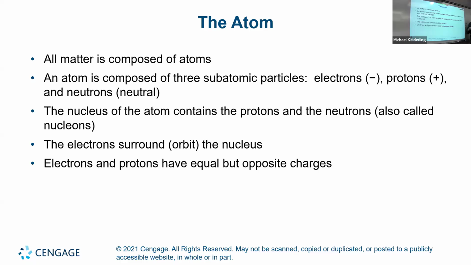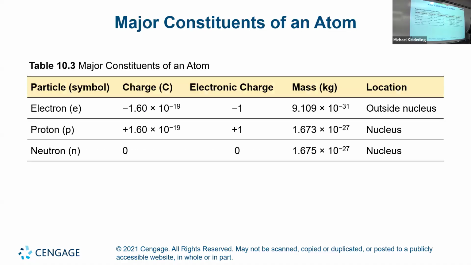And then the nucleus, which is full of positively charged things that would naturally want to tear itself apart, is held together by the strong nuclear force. So the major constituents of an atom are the electron, which has an electronic charge of -1 quantum of charge, which is minus 1.6 times 10 to the minus 19 coulombs. It has a mass of 9 times 10 to the minus 31 kilograms.